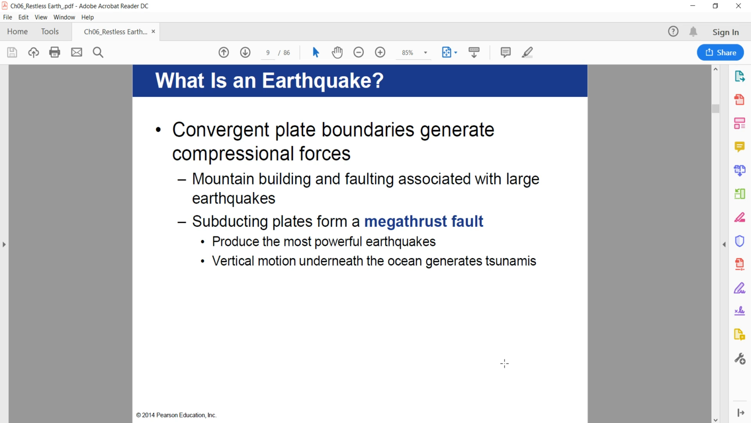Convergent plate boundaries generate compressional forces, and it can lead to mountain building and faulting associated with large earthquakes. Subducting plates form a megathrust fault, which produces the most powerful earthquakes. Vertical motion underneath the ocean generates tsunamis.